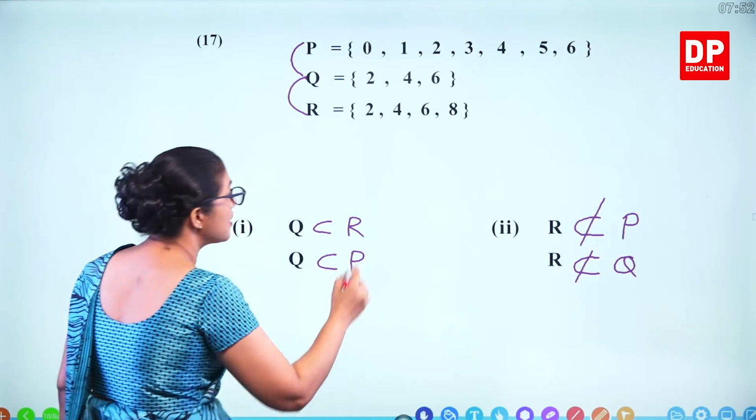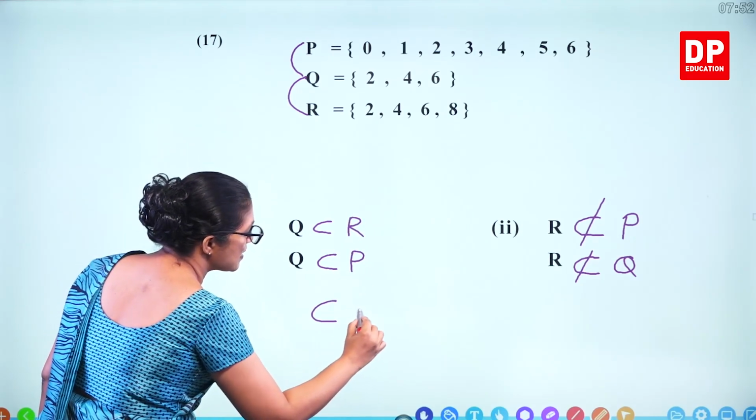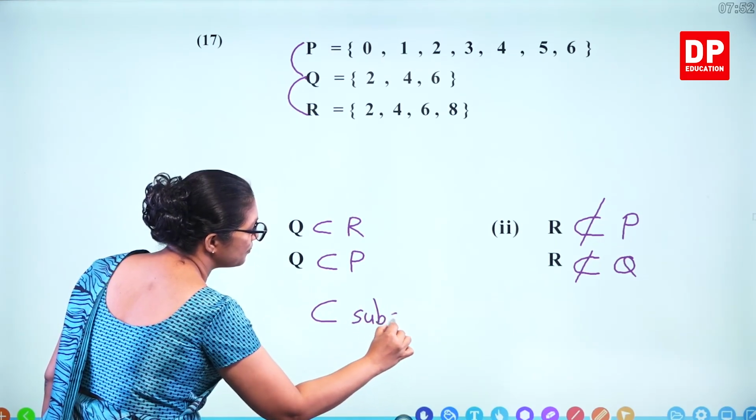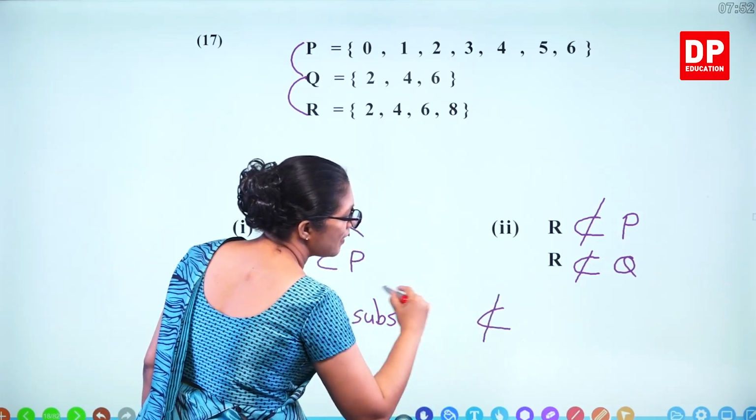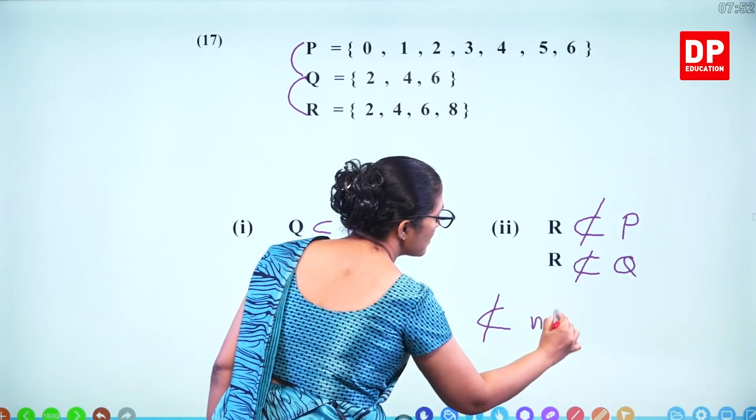So we can write this, which means subset. When you cross it out like this, it means not a subset.